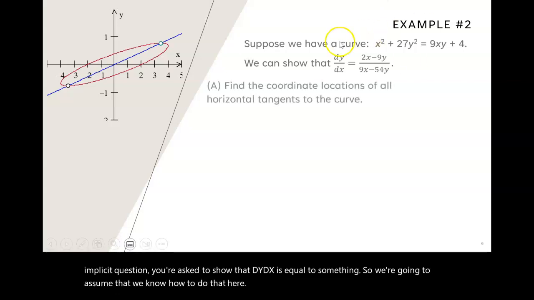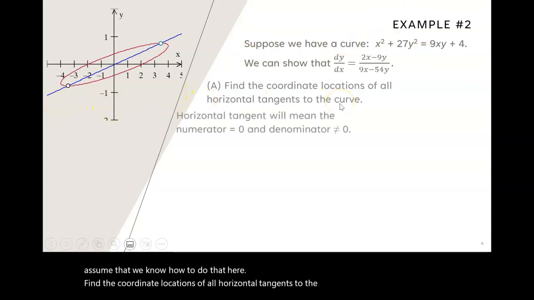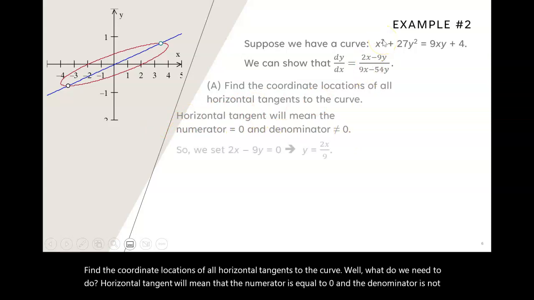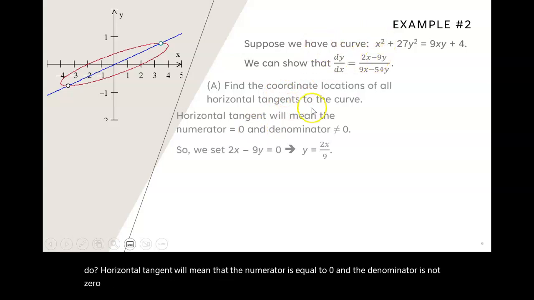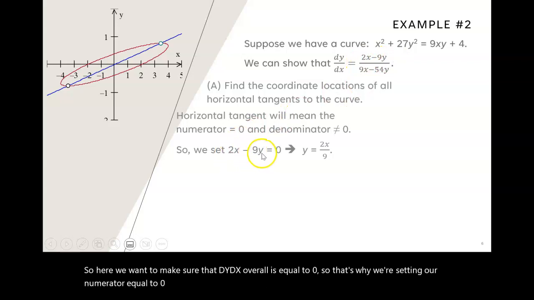Part A, find the coordinate locations of all horizontal tangents to the curve. Well, what do we need to do? A horizontal tangent will mean that the numerator is equal to 0 and the denominator is not 0. So here we want to make sure that dy/dx overall is equal to 0, so that's why we're setting our numerator equal to 0, and we get 2x minus 9y is equal to 0, and so y is equal to 2x over 9. Now what does that mean?